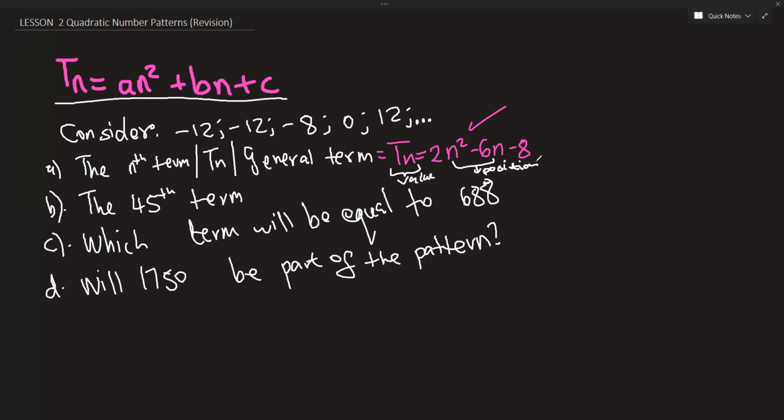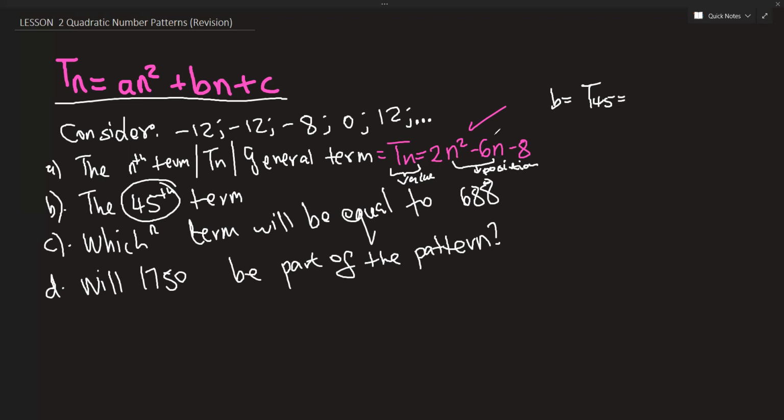And then remember, a position, we see it with the fourth term, first term, second term. You get it? Those are basically positions. So for example, here on B, they say the 45th term. So I have to ask myself, is this the value or the position? This is n, the position, right? So basically on B, I'm looking for T45.